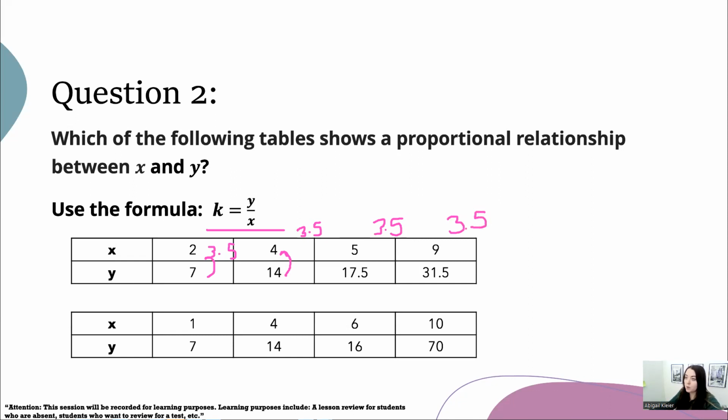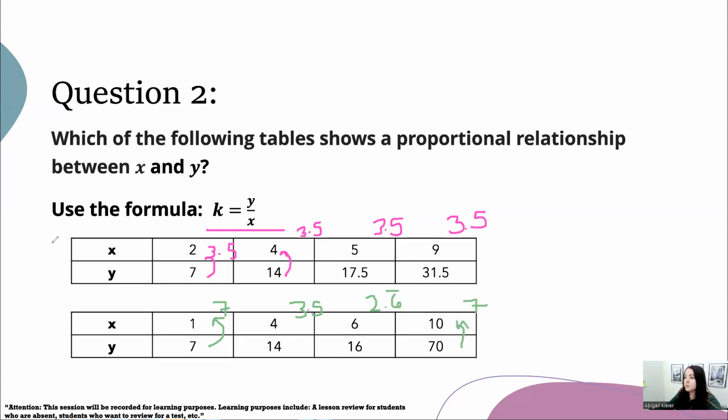I am going to check my work by using the same formula to check my second table. So 7 divided by 1, I know that's a relationship of 7. 14 divided by 4, well, that's a relationship of 3.5. 16 divided by 6, that is a relationship of 2.6 repeating. And then 70 divided by 10 is a relationship of 7.